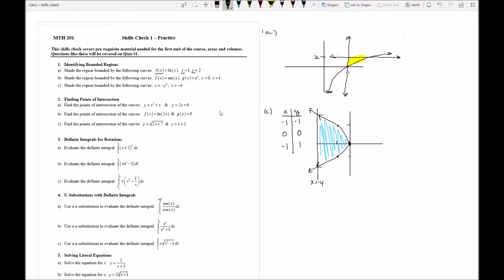Well, now I'm going to go ahead and move on to the second set of questions, finding points of intersection. And this here should hopefully be fairly simplistic. Let's take a look at an example like 2a. Very straightforward. Find the points of intersection between these two curves. Notice here that I am specifically asking for points of intersection, so I want x and y coordinates.